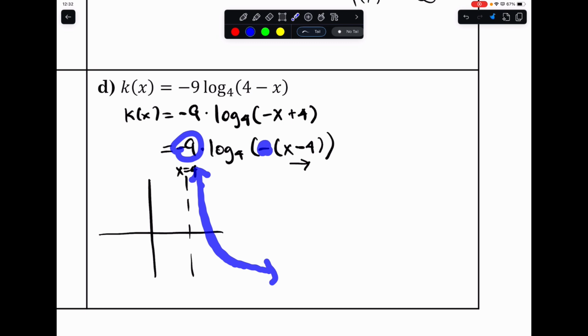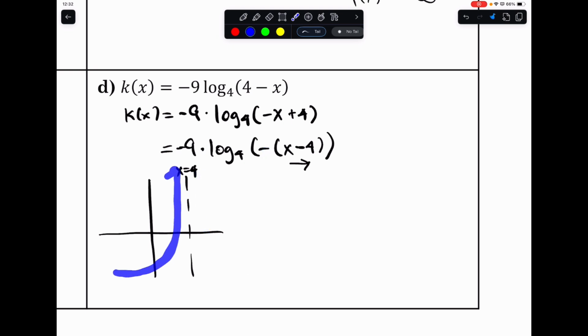But we also have a horizontal reflection, because we're multiplying the inside value with a negative sign, with a negative 1. So that's going to flip this graph from the right side of the vertical asymptote to the left side of the vertical asymptote. So this is again the example that I was talking about, okay? And while you might not have to do a lot of these in terms of your homework, I just want to give you an example of what that would look like, okay? So the graph would look like this.